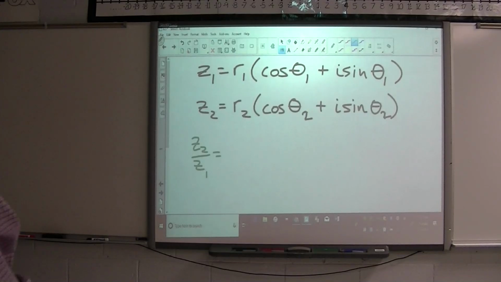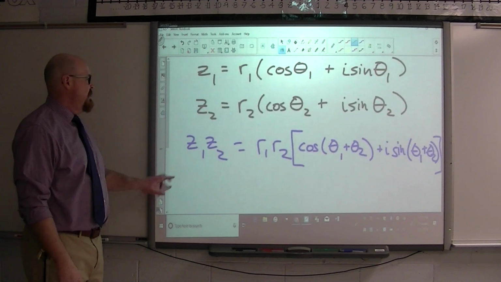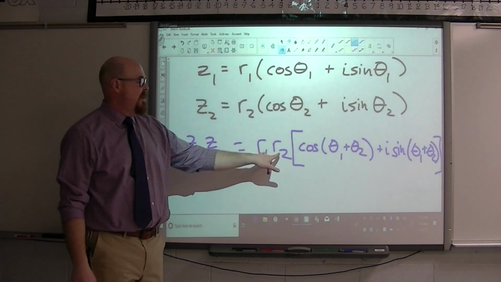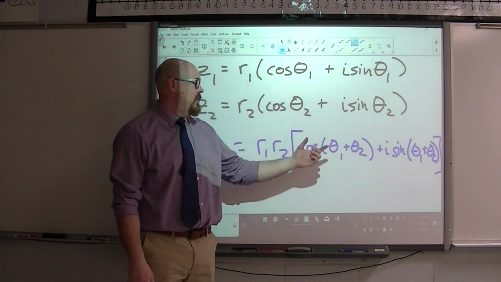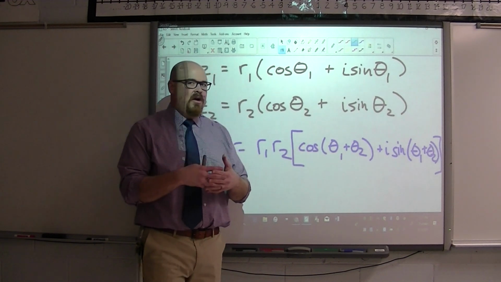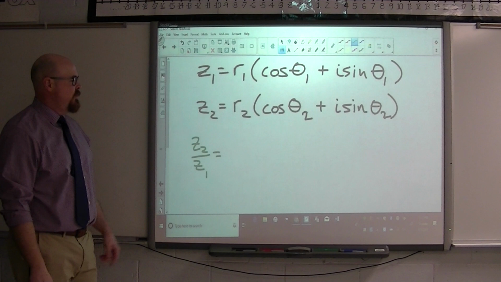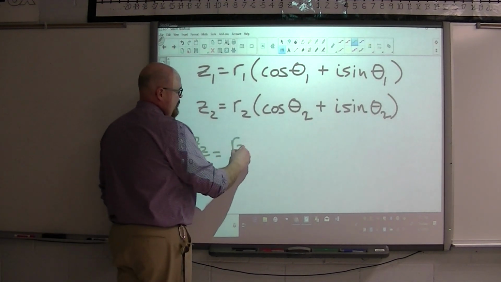Okay. So we talked about what we do when we multiply complex numbers that are in polar form. We multiply their moduli and we add their arguments, right? We talked about how multiplication and addition are, I call them, sister operations. Okay, so what do we do with division? How do we divide complex numbers in polar form?